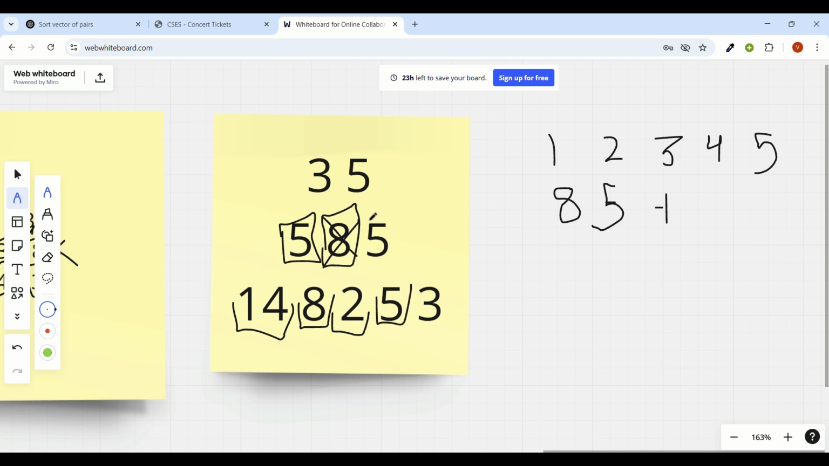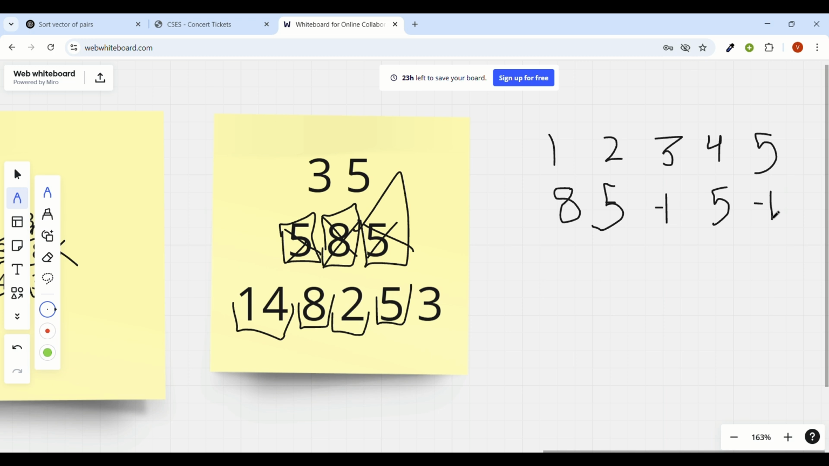Then the fourth customer is willing to pay rupees 5. We can sell the third ticket to him, which is of rupees 5. So for the fourth customer, the output would be 5. Now for the fifth customer, is there any ticket left? No. All the 3 tickets are sold. First ticket is sold. Second ticket is sold. Third ticket is also sold. So we cannot sell any ticket to him, because we are not having any ticket. So we will print -1 for this customer.